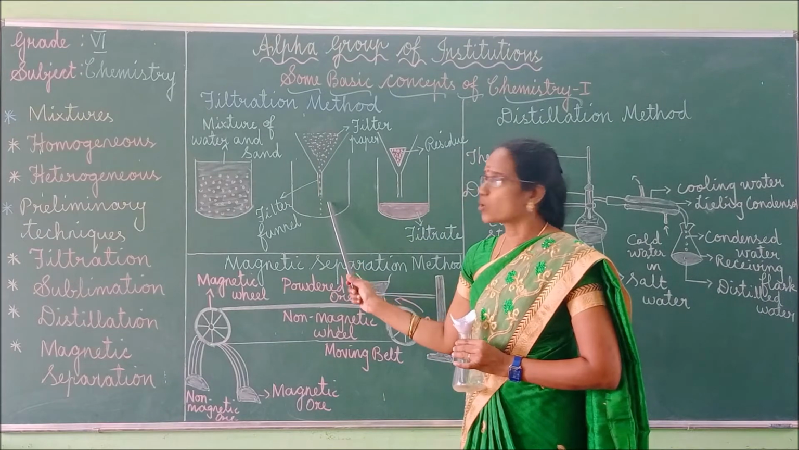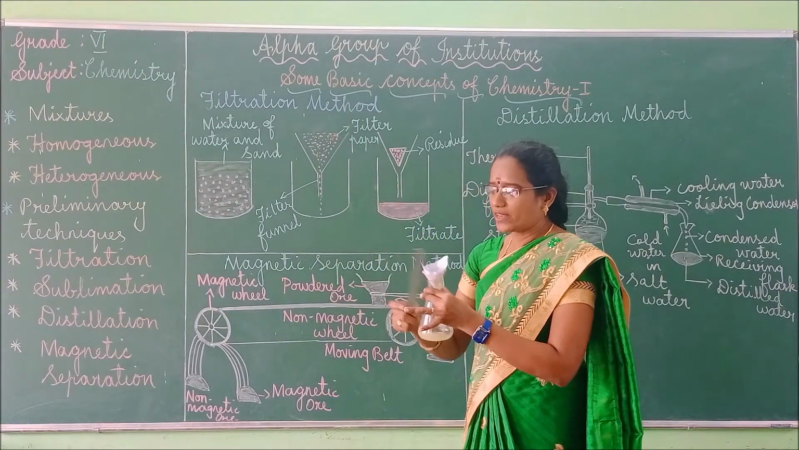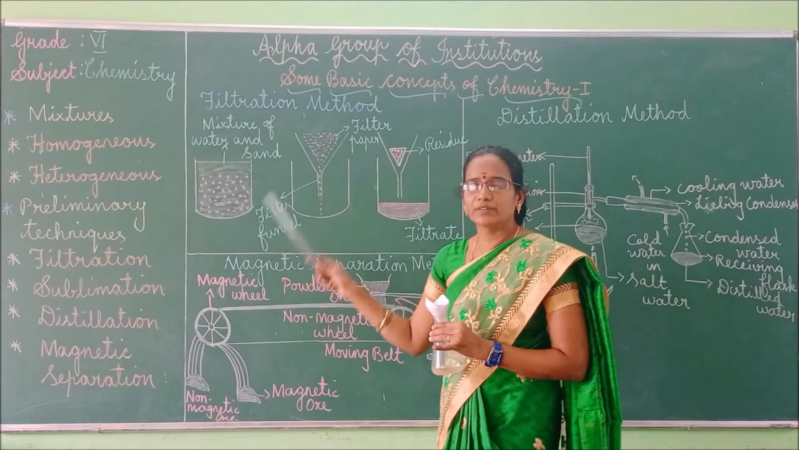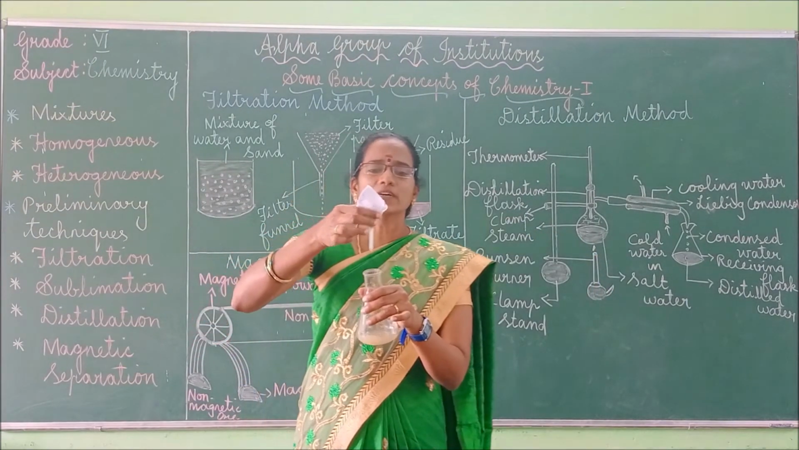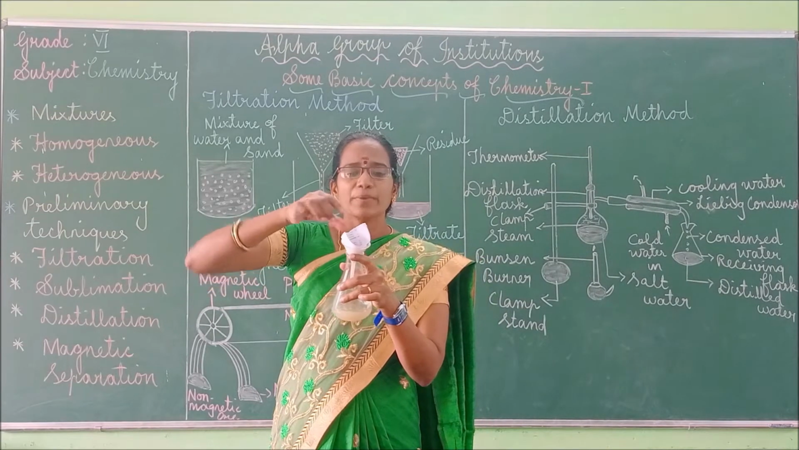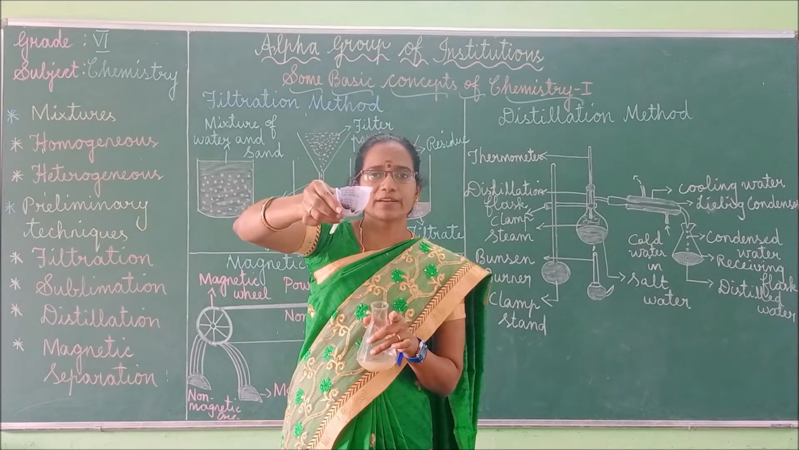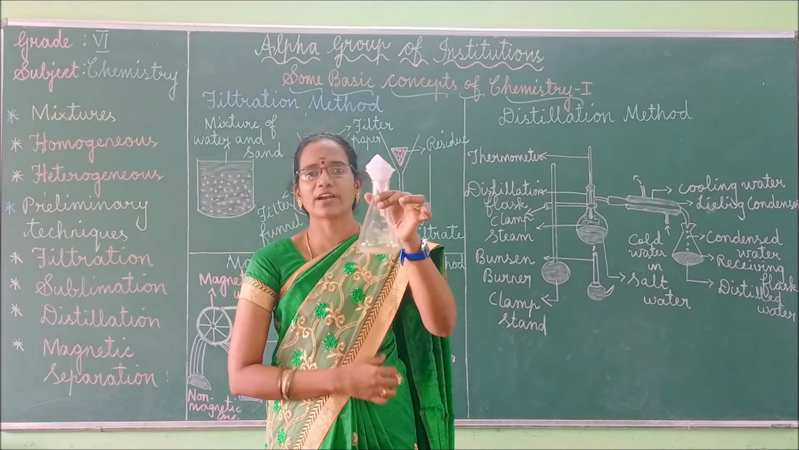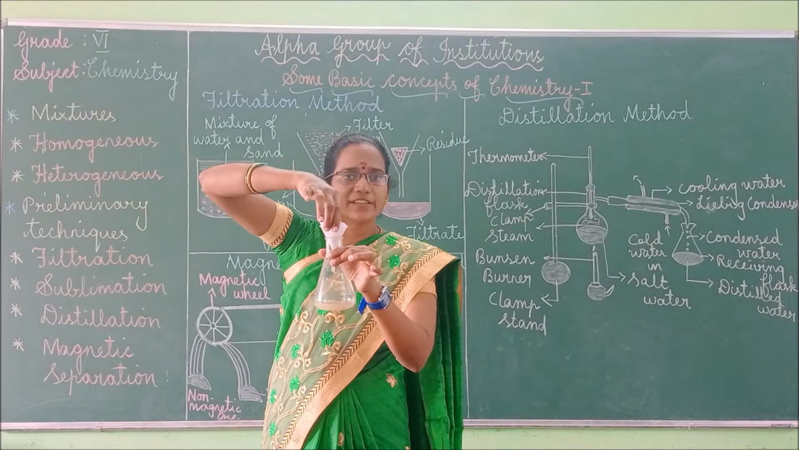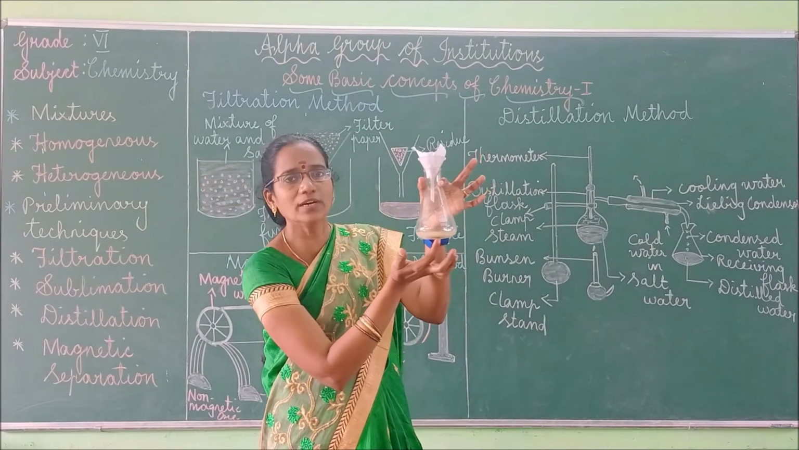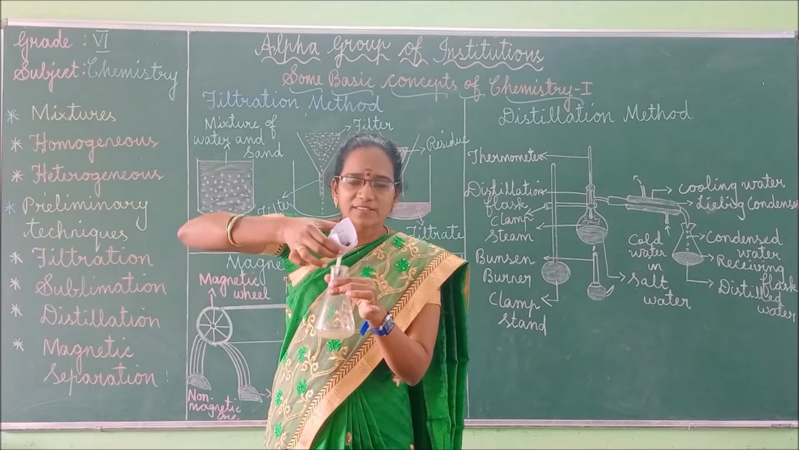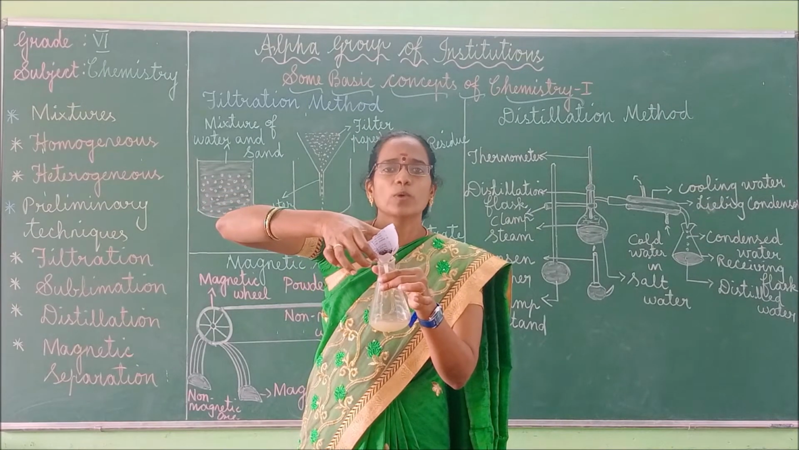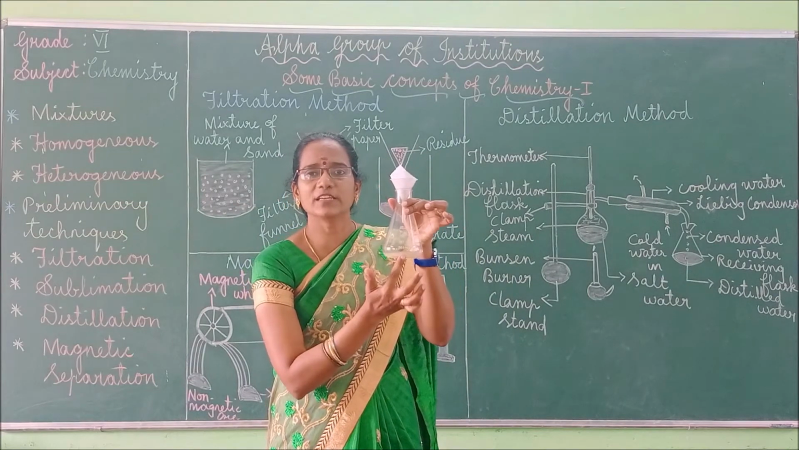So next one, look at this. This is the beaker and this is the funnel. In this funnel we have to keep the filter paper. All the sand particles stay behind the filter paper and the water passes through the filter paper. The sand particles that stay behind are the residue. It is nothing but the waste product, and this liquid is called the filtrate.